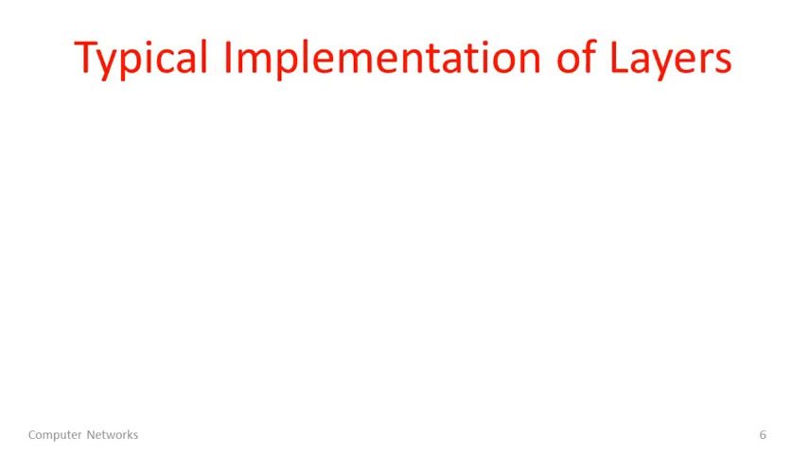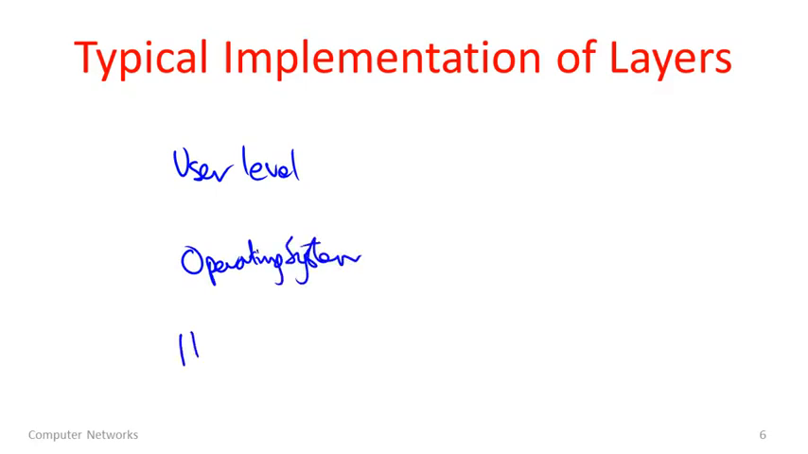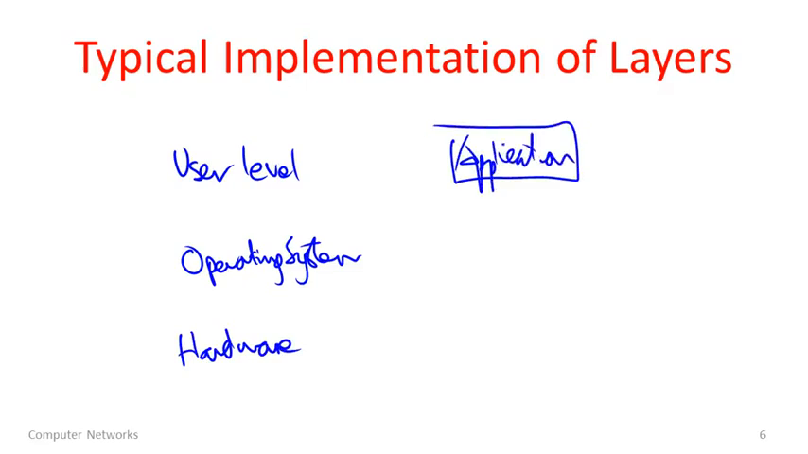You might also be wondering where all these different layers are implemented. So I'm going to draw a diagram that just shows you the typical implementation of layers. On a computer, you might have applications, programs which run at user level, supported by the operating system. And underneath the operating system is the hardware itself. The applications here are implemented typically at user level. They're just programs which run on computers.